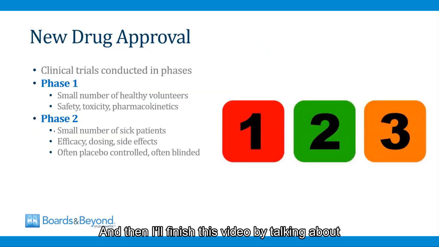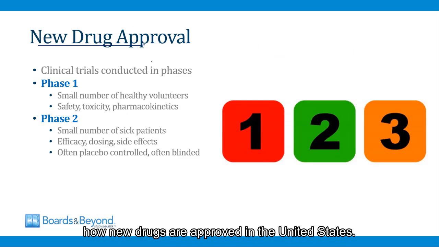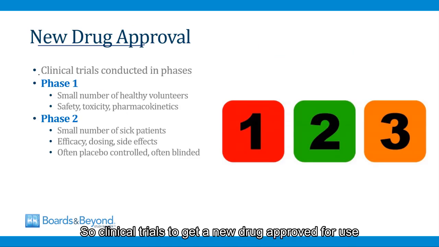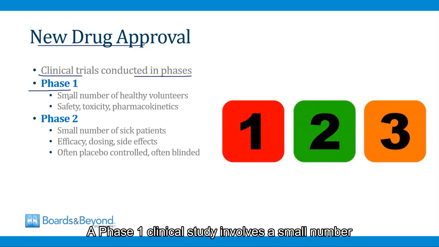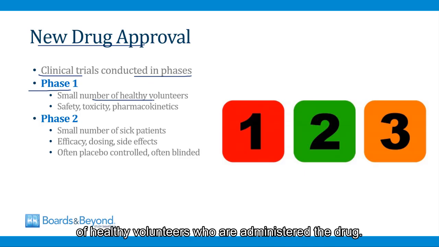And then I'll finish this video by talking about how new drugs are approved in the United States. So clinical trials to get a new drug approved for use in patients are done in phases. A phase 1 clinical study involves a small number of healthy volunteers who are administered the drug.